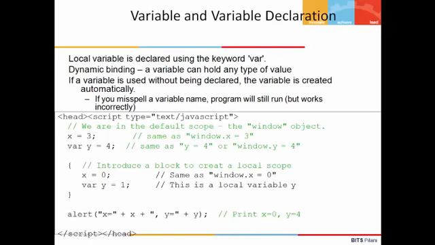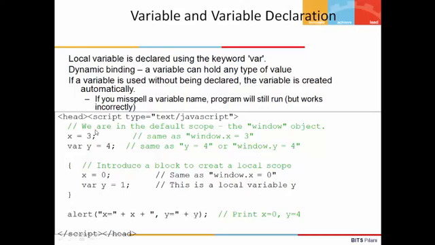So let us look into the variable declaration part. Now here is a small example. As you can see, within the script tag we have x is equal to 3, where I do not have a var keyword preceding x. So this is as good as window.x, so it is part of the whole document, or the window object. Then I have var y is equal to 4, which is equivalent to window.y is equal to 4.